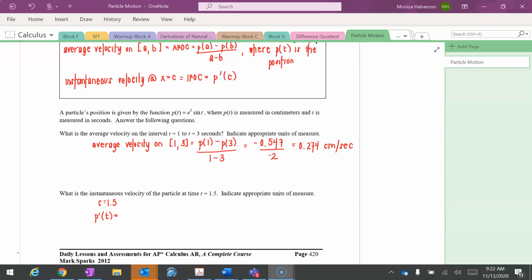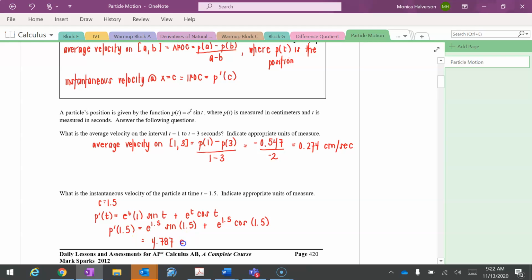If you did this correctly, you would have recognized that you have to use the product rule in order to find the first derivative. So the first derivative would be e to the t times 1 sine t plus e to the t cosine of t. That's our first derivative. And now to find the instantaneous velocity, we're going to plug in 1.5 for t into our first derivative equation.